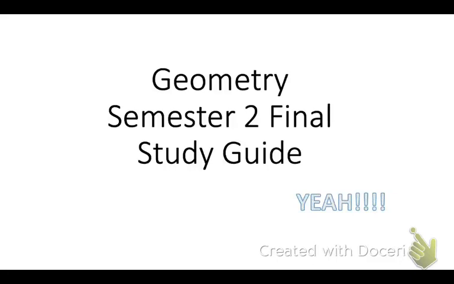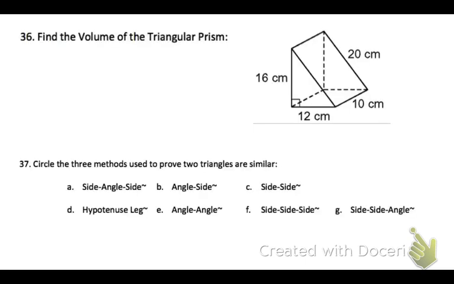Okay, we're continuing on with our Geometry Semester 2 final review. And this is problems 36 through something. You can have a look in the title for that. Sorry, I didn't look before I started this video. 36, find the volume of the triangular prism.